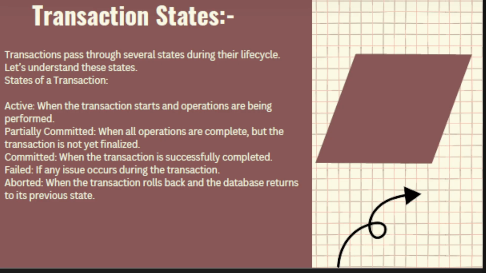Committed, when the transaction is successfully completed. Failed, if any issue occurs during the transaction. Aborted, when the transaction rolls back and the database returns to its previous state. And that's all about transactions in DBMS. Transactions play a critical role in ensuring data reliability and consistency.